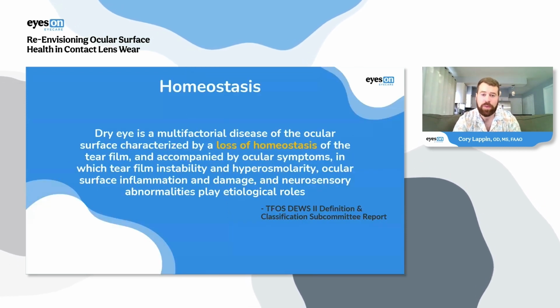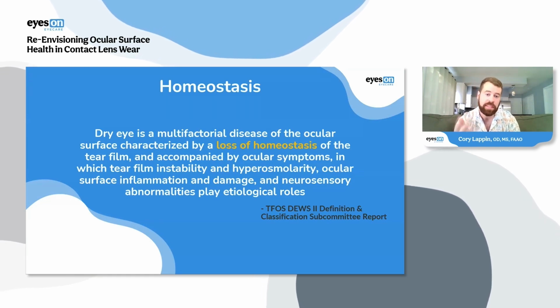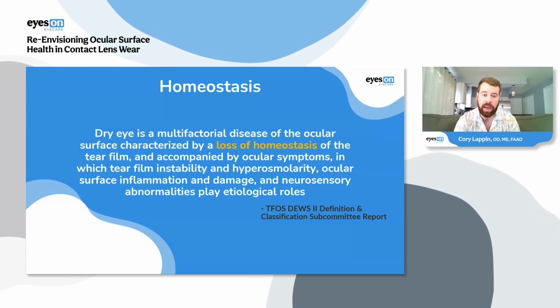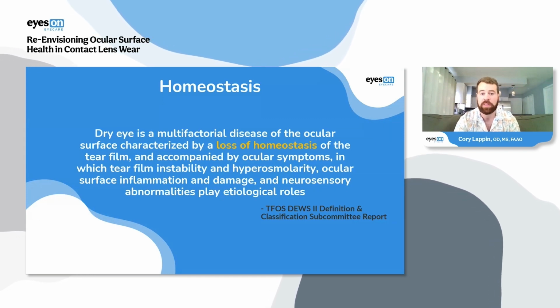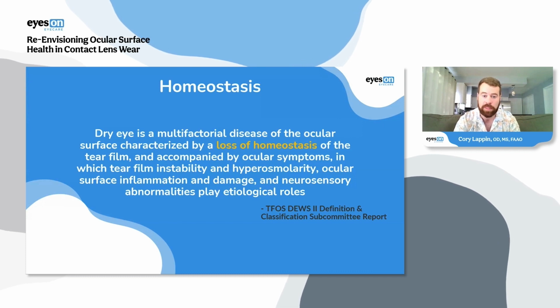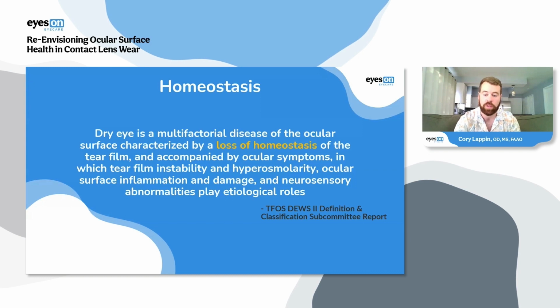So what does all this have to do with contact lenses and the ocular surface? Well, a lot, actually, because as you can even see here by the DEWS II definition of dry eye, it's right in the first sentence here. Dry eye is a multifactorial disease of the ocular surface characterized by a loss of homeostasis. So homeostasis is going to be a major concept when looking at ocular surface health.